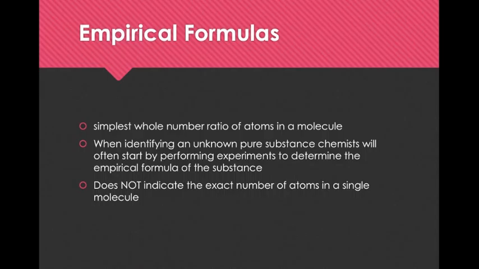Empirical formulas help with the identifying and naming of covalent compounds. An empirical formula is just the simplest whole number ratio of atoms in a molecule. When chemists identify an unknown substance, they will often start by performing experiments to determine the empirical formula of this substance. Keep in mind that the empirical formula does not indicate the exact number of atoms in a single molecule.